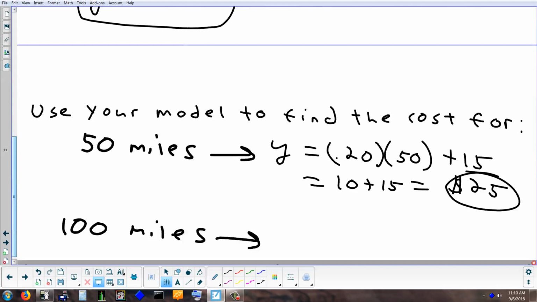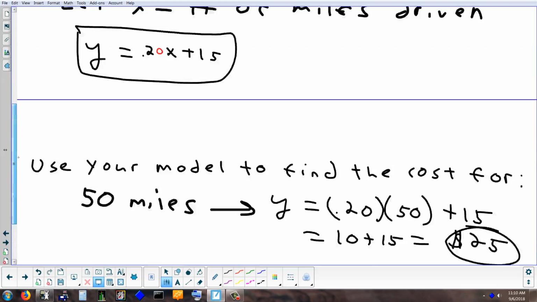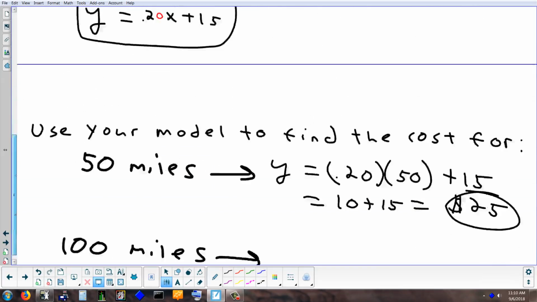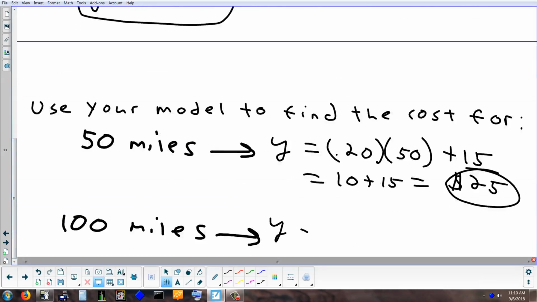Now, if you drive 100 miles, double the miles, is it going to be double the cost? No. How come? Why not? Wouldn't that make sense? You drive twice as far, you pay twice as much? Because there's one fixed value. Yeah, one of the values is fixed. You don't pay the $15 double, you just pay the mileage double. So the 15 stays exactly the same.